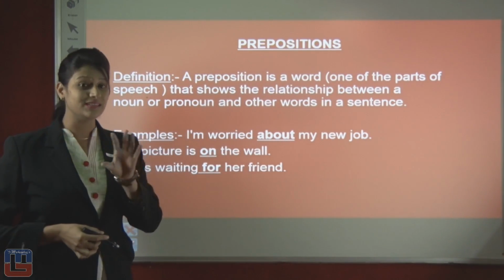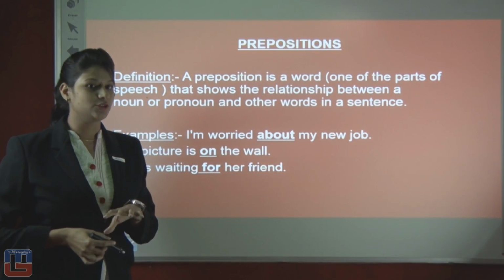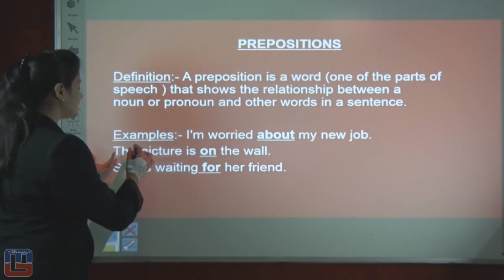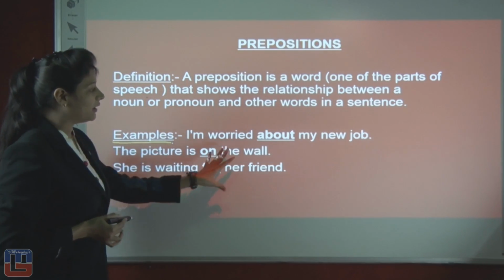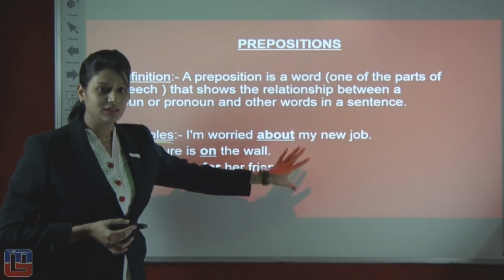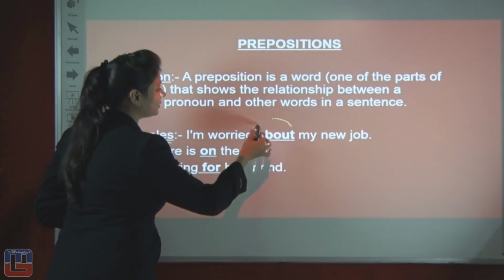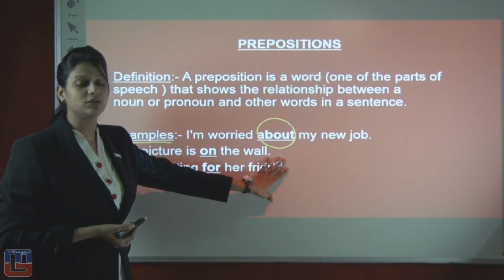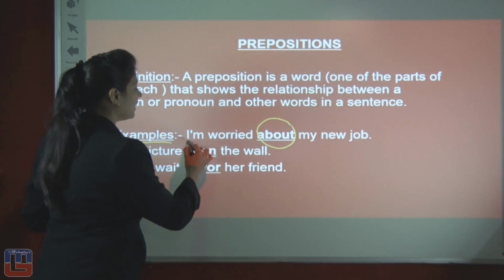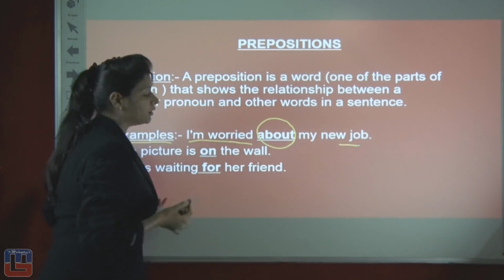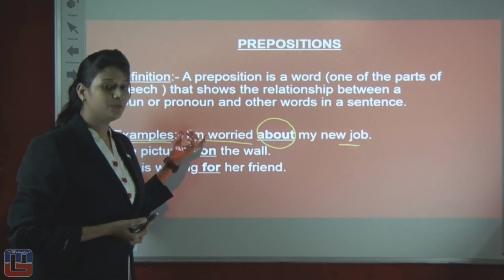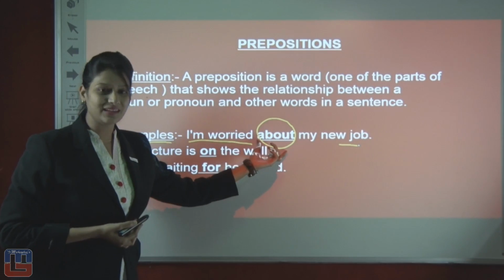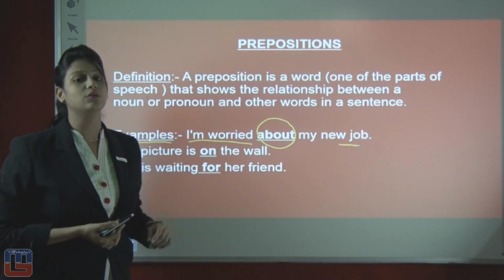So moving further to the topic, as you all know, I'm repeating again for you, a preposition is a word which itself is a part of speech that shows the relationship between a noun or pronoun and the other words in a sentence. For example, I am worried about my new job. In this sentence, the highlighted word that is a preposition is about. This particular word is joining two different expressions of the sentence. First is I am worried and the other one is new job. Now it is connecting new job to I. Two different expressions are connected. Such words which are used to connect two different expressions, one of them being a noun or pronoun, are called prepositions.